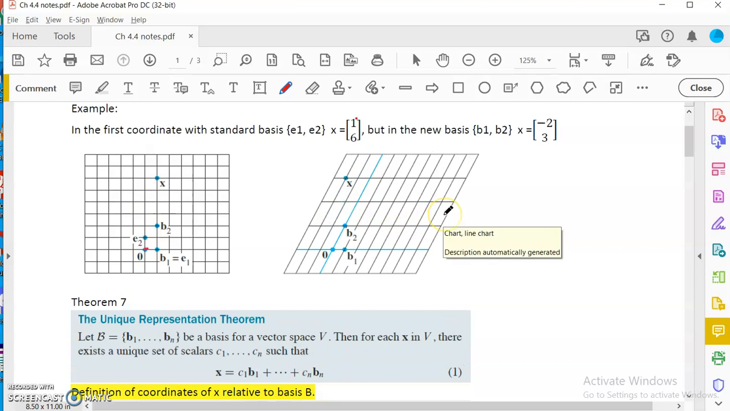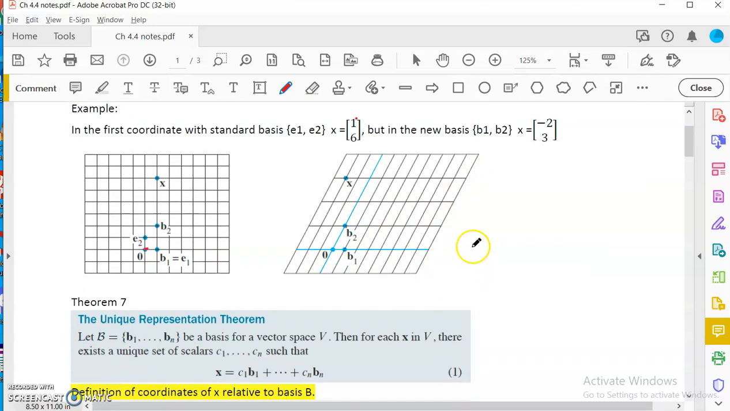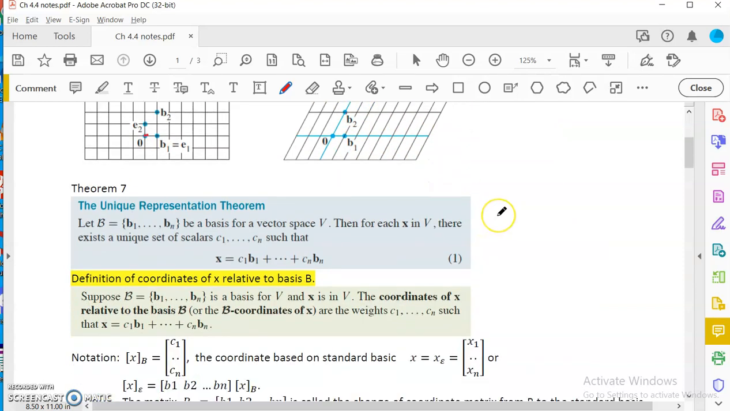So this is one reason why we want to introduce new bases. Why do we need new bases? Because a lot of times the way we describe movement, vectors or points is more convenient in different bases.